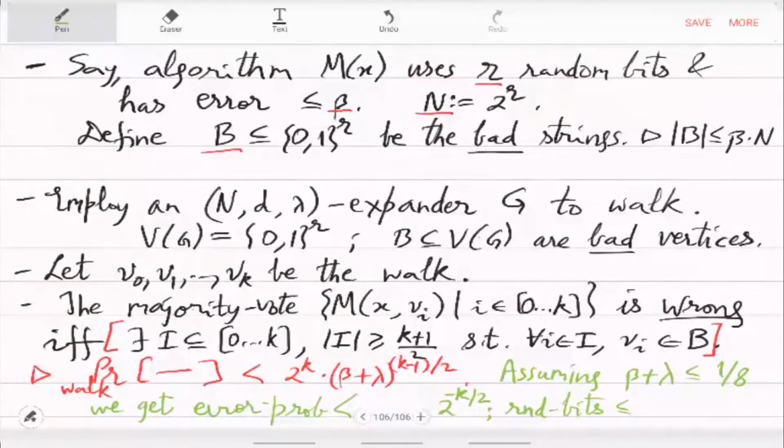Random bits that you need is r plus k log d. Okay, so for roughly r plus k random bits, you are getting an error of 2^(-k/2), assuming that you have a good enough expander. That is what we have shown. Right, so this finishes some major properties of expansion and how it can be used in general.